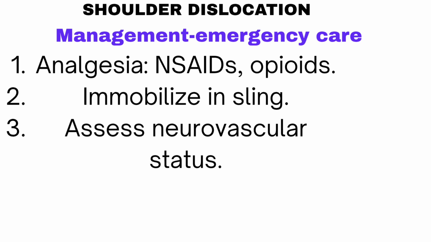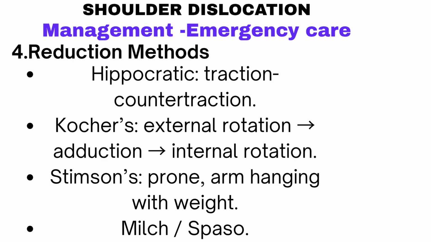Management. Management begins with emergency care. Give analgesics such as nonsteroidal anti-inflammatory drugs or opioids, immobilize the arm in a sling, and always assess neurovascular status. Reduction is done under sedation or general anesthesia.